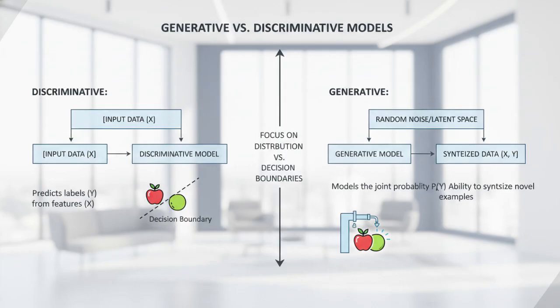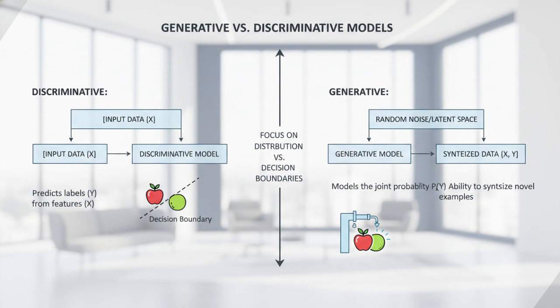In contrast, a generative model learns what an apple actually is. It studies the curves, the colors, and the textures so deeply that it can draw a completely new apple from scratch. Mathematically, while discriminative models focus on the boundary between classes, generative models focus on the distribution of the classes themselves. This fundamental shift from sorting to creating is what fuels the current AI revolution.